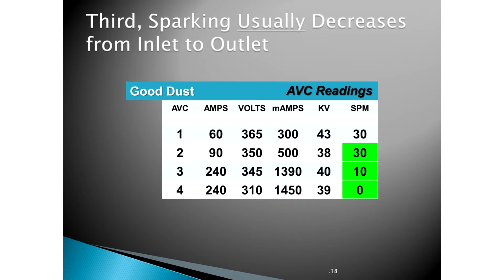Sparking usually decreases as you go through a precipitator, and voltage is tricky. Voltage per unit current decreases, but that's beyond the scope of what we're talking about today.